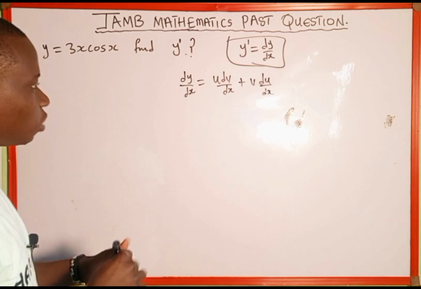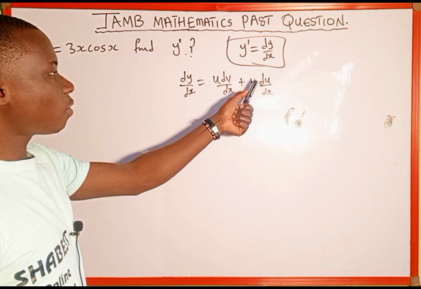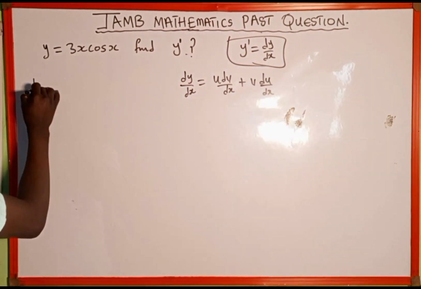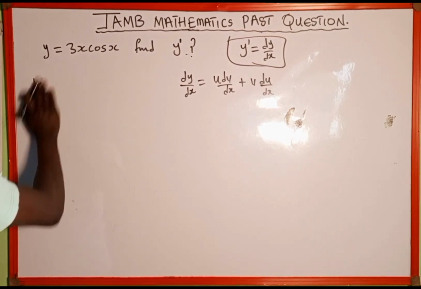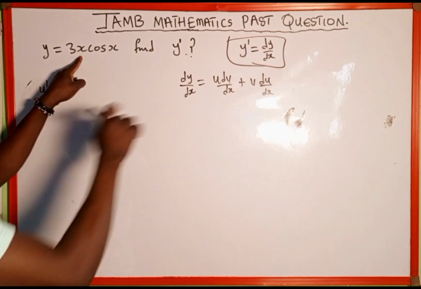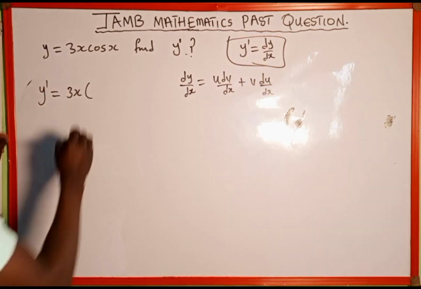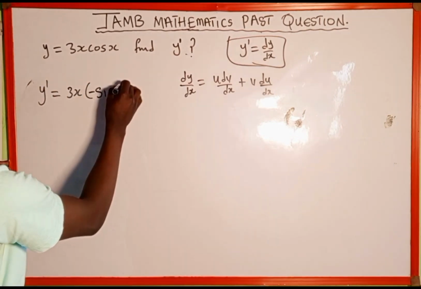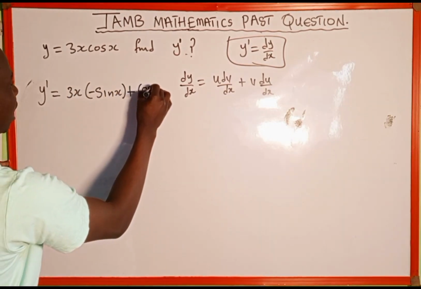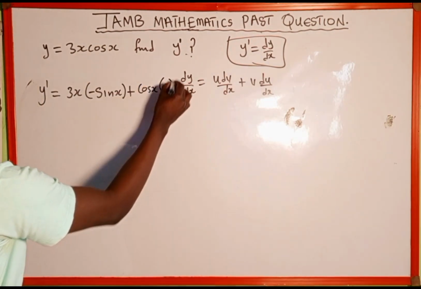What do you notice in this formula? Write u, then you will differentiate v with respect to x, plus write v multiplied by we differentiate u with respect to x. So the derivative of y with respect to x, which is the same as what? y prime is equal to, first we keep this constant, which is u, 3x, then multiply by the derivative of cosine x, which is going to give us minus sine x, then plus we keep v constant, which is what? Cosine x. Then multiply by the derivative of 3x with respect to x, which is 3.